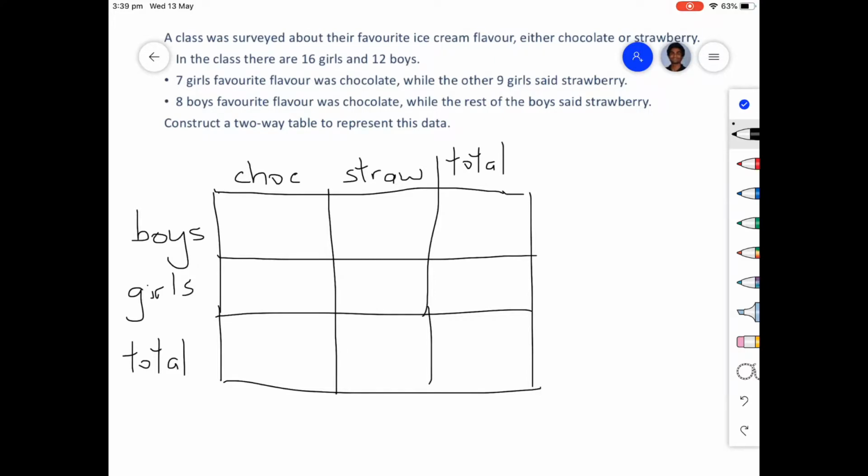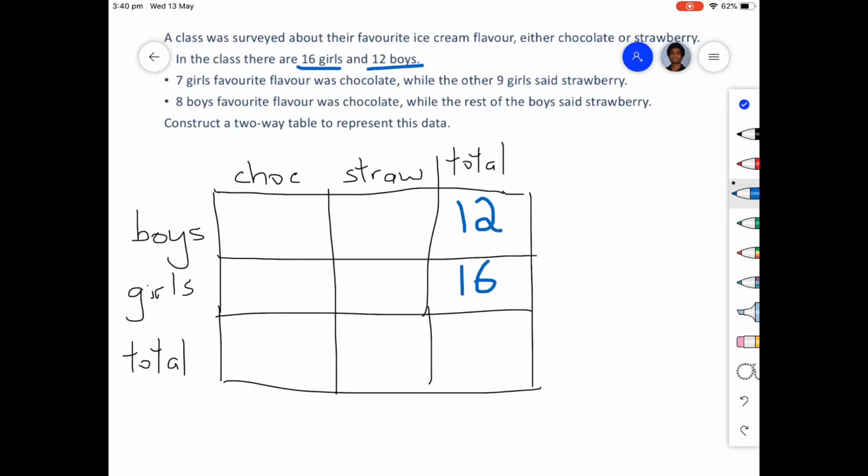Now the first bit of information we have is that there are 16 girls and there are 12 boys. Looking at our girls row, the 16 will go into our total column because there are 16 girls in total. The next step is to look at the boys, and there are 12 boys, so the 12 will go into the total column in the boys row.